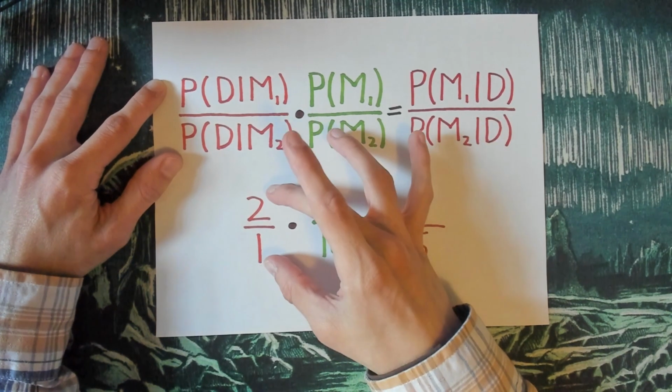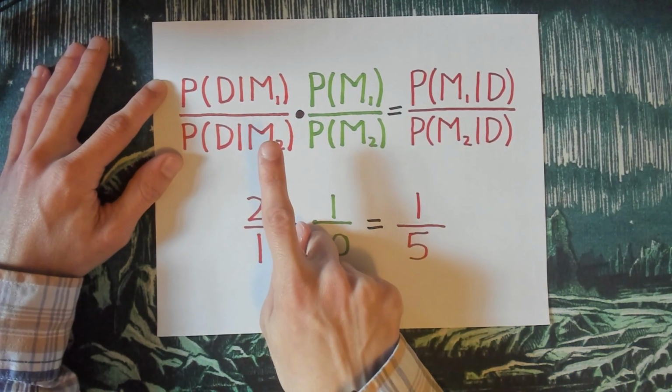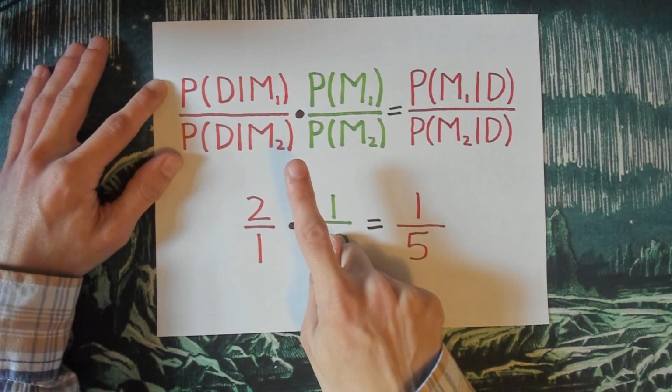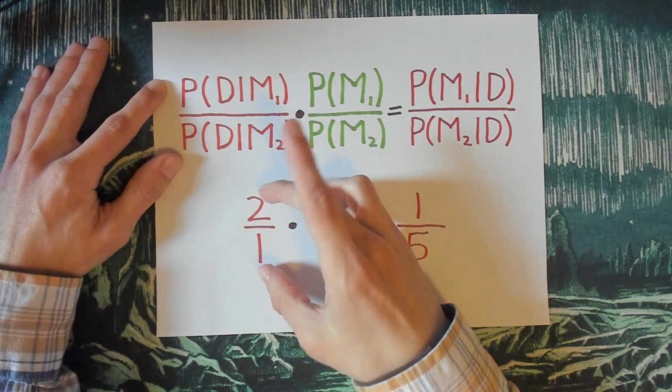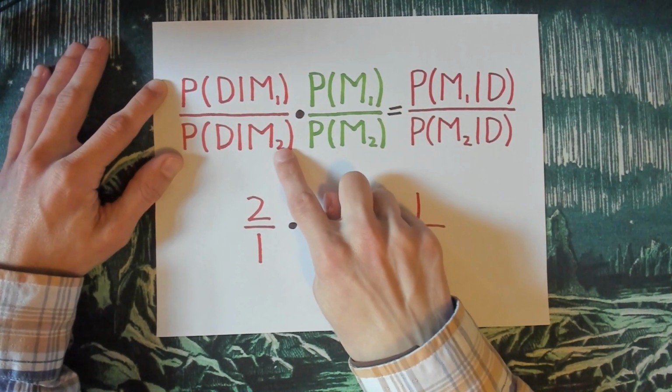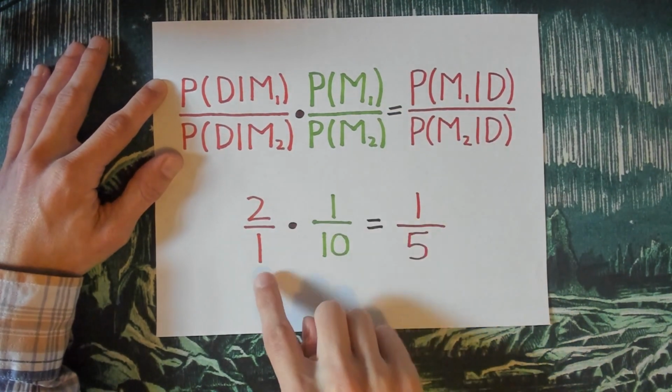The Bayes factor points in a direction. It tells you what direction the data points in and how strong, and in this case it's pointing in the direction of favoring model 1 over model 2, with a strength of 2 over 1, right?